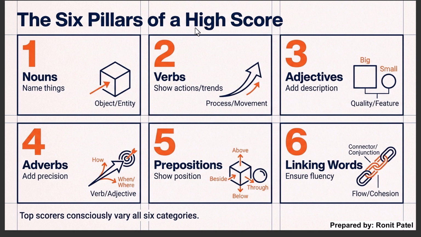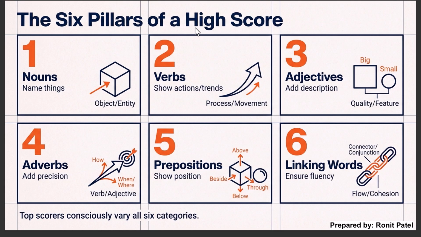The six pillars of a high score. Nouns give content weight. Weak speakers say things, stuff, people, but strong speakers say segments, components, categories. So, exam impact is it improves lexical resources. Verbs show movement. Verbs create analytical energy. Instead of saying went up, went down, use surged, declined, fluctuated. Exam impact is it improves range and precision.